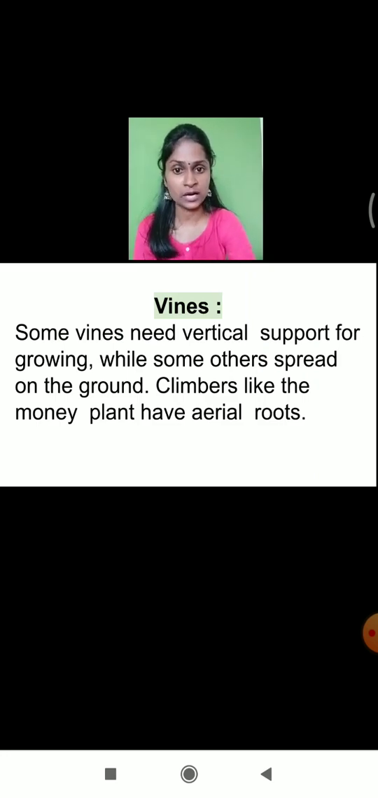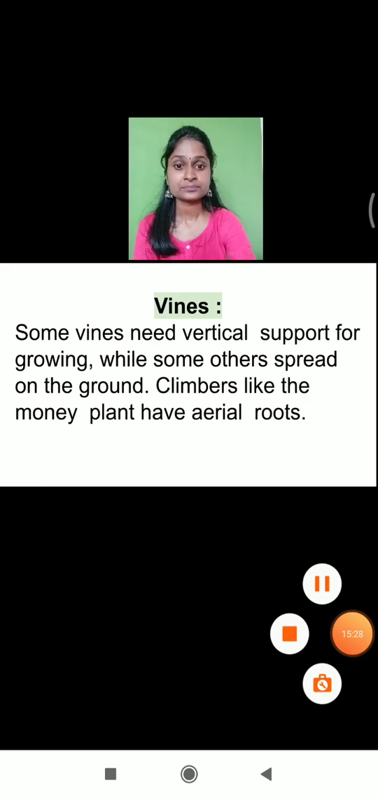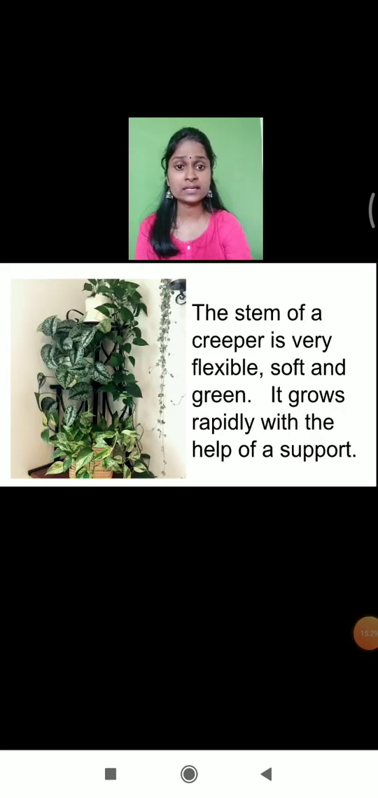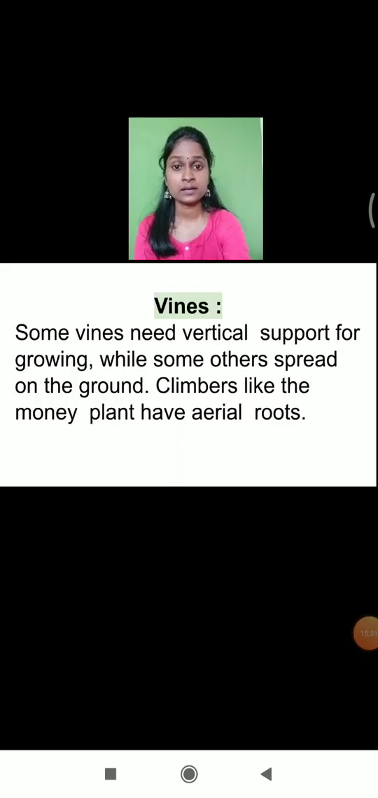I just told you now. So vines need vertical support. See, here you can see that vines need vertical support for growing, while some others spread just on the ground, like a watermelon and pumpkin plant. Okay, so they just grow laterally on the ground. Okay, so some vines require vertical support and some vines just grow on the floor.